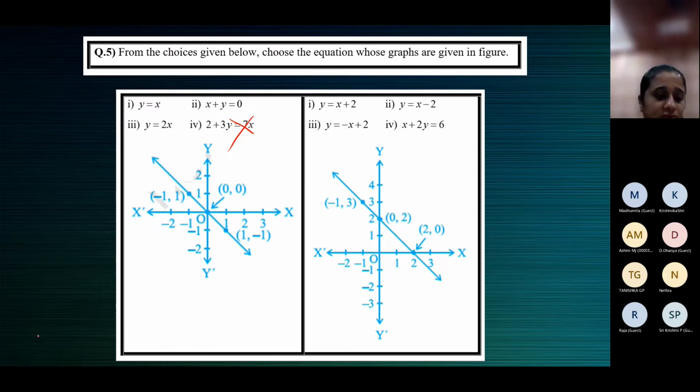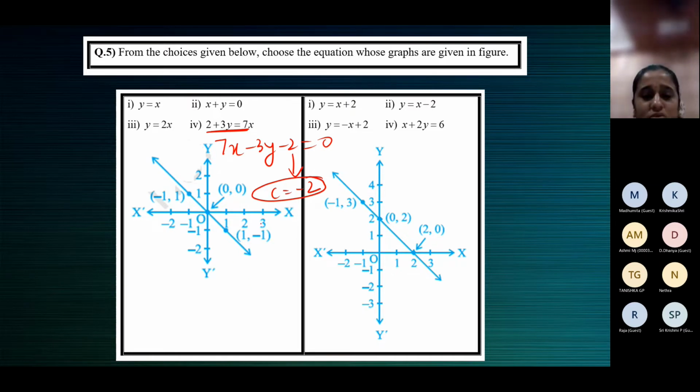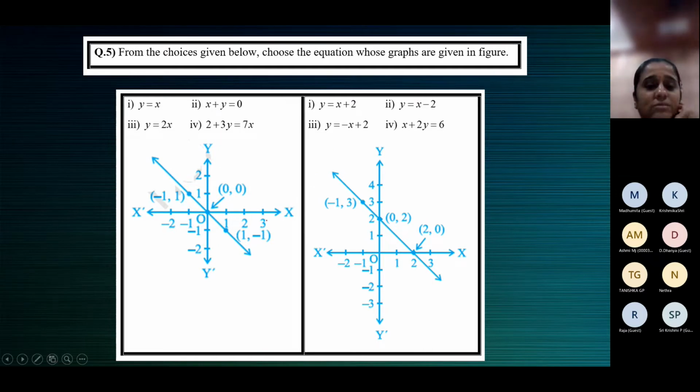So children, what I'm trying to say is, when you take this equation and write it in the standard form like this, 7x minus 3y minus 2 is equal to 0, the value of C is minus 2. If the value of C is minus 2, the graph will not pass through the origin. When will the graph pass through the origin? Only when C is 0. So here you can see that the graph passes through the origin. That means C must be 0. Here C is 0. Here also C is 0. Here C is 0. You don't see that constant at all. But here C is not 0. So this one cannot be the equation.